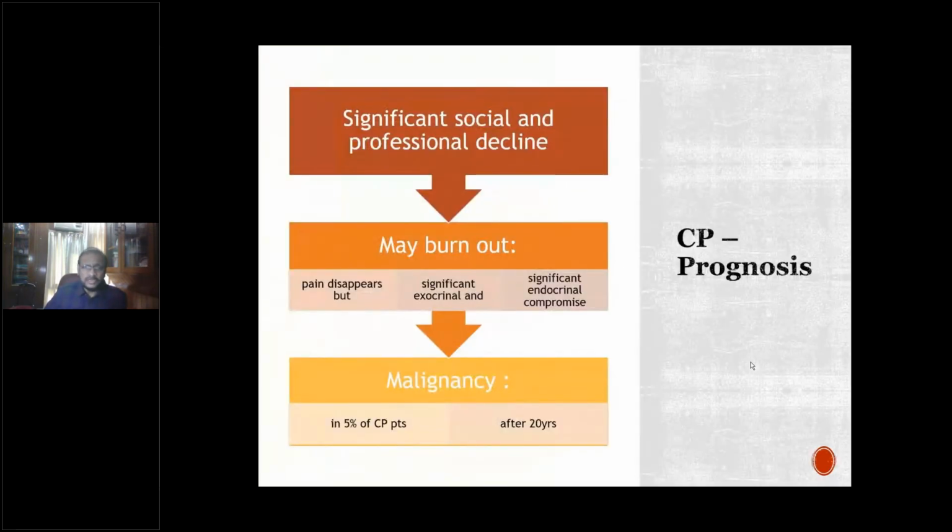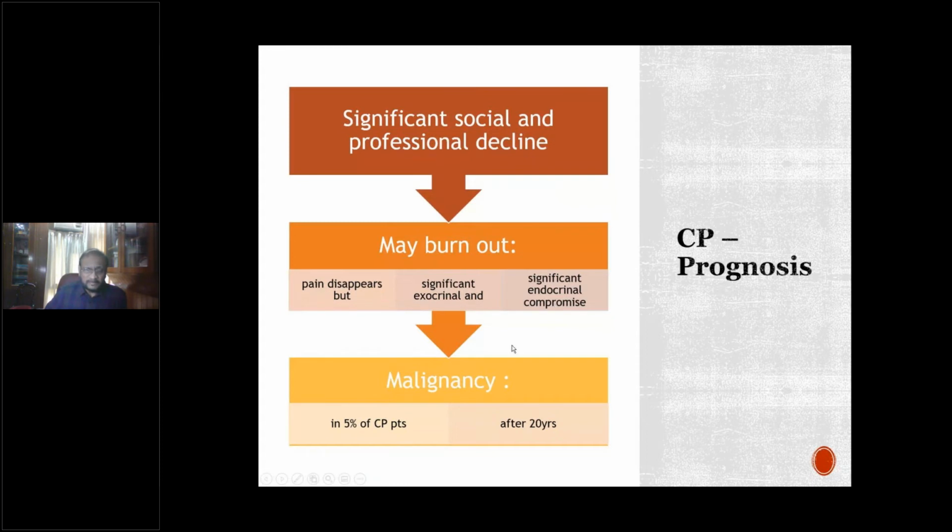Prognosis: significant social and professional decline. It may burn out by itself, the pain disappears, but significant exocrine and significant endocrine compromise results. So what does burning out of chronic pancreatitis mean? Basically it means that the pain has disappeared, but there's significant exocrine and significant endocrine compromise.